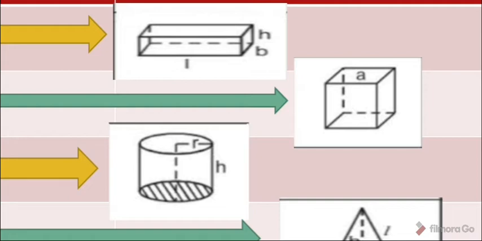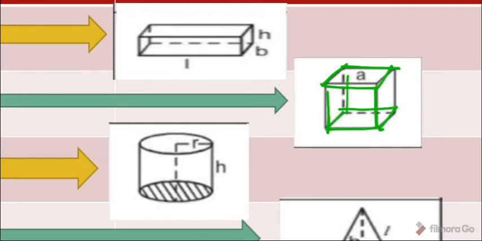So this cube also has 6 faces, and the difference between a cube and a cuboid is that in a cuboid the length, breadth and height are unequal, but for a cube all the sides are equal. That means this side is equal to this side, equal to this one, equal to this one. All the sides of this cube are equal.